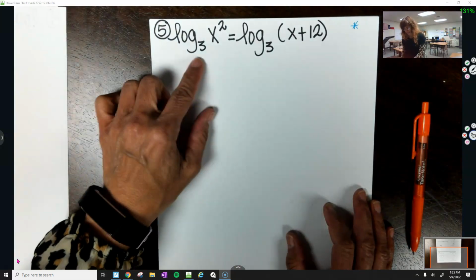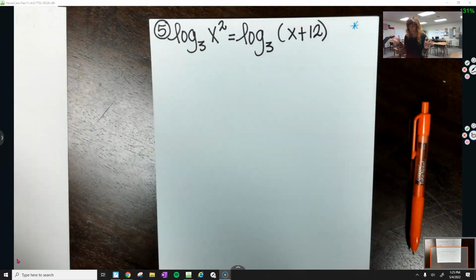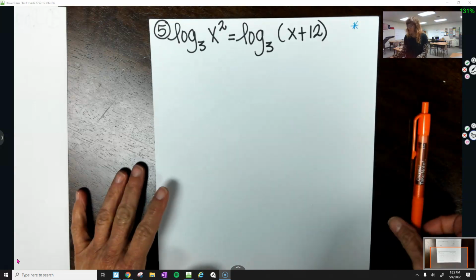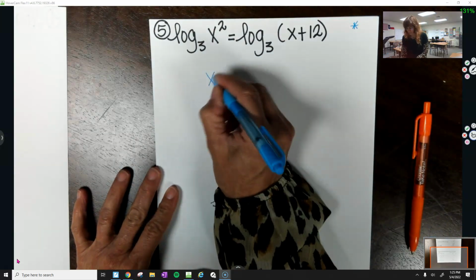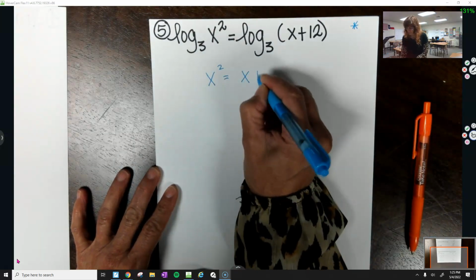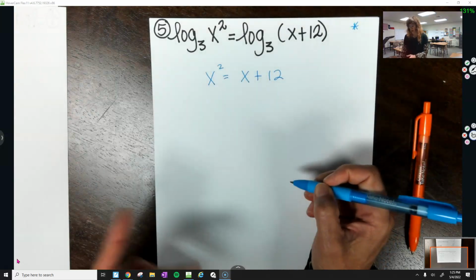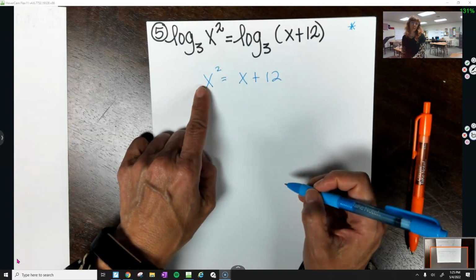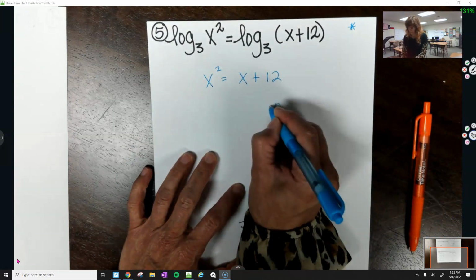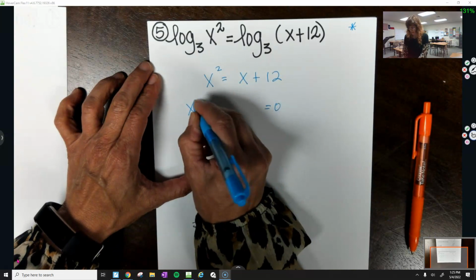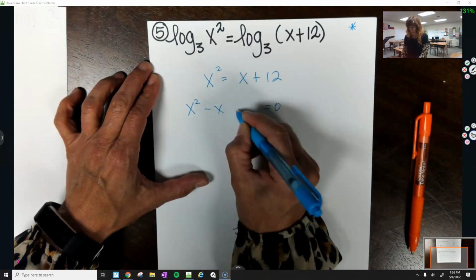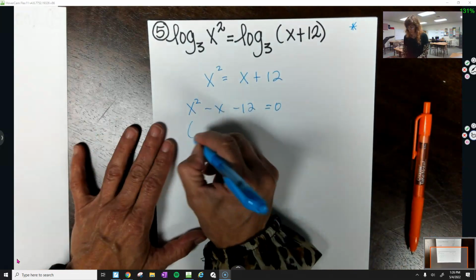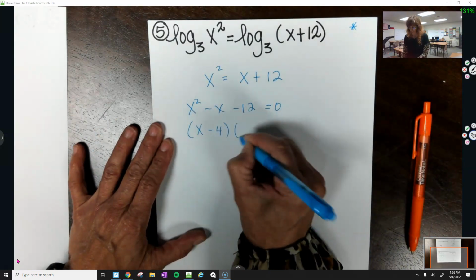On number 5, this is 2 logs that equal each other, so we're just going to set the arguments equal to each other. So it's going to look like this. So this is a high school problem, so you got to move this stuff over. Remember, you don't move the x squared. The 0 is going to be on this side. So it's going to be x squared minus x minus 12. That's factorable. Everything should be factorable in this unit. So that's going to be x minus 4, x plus 3.